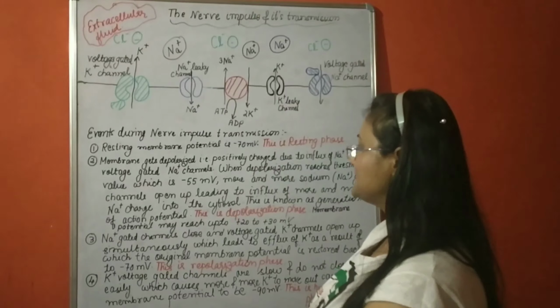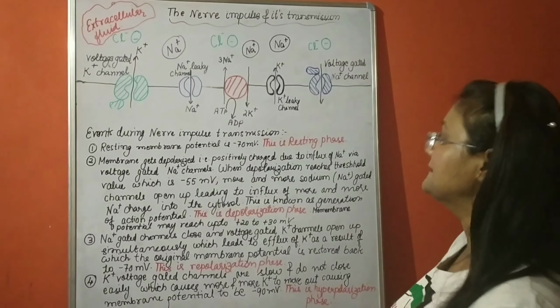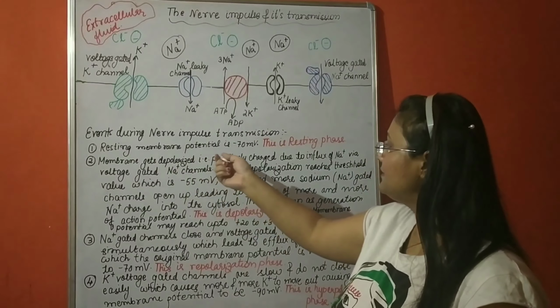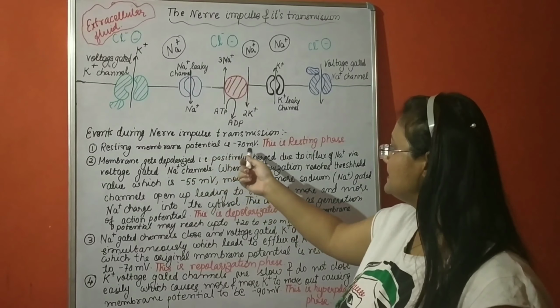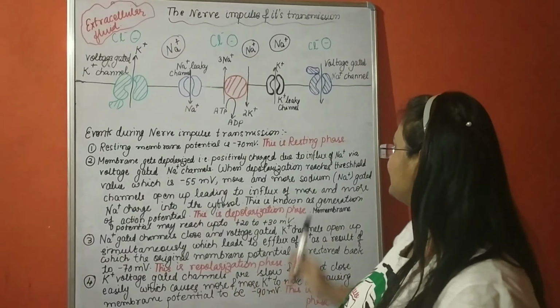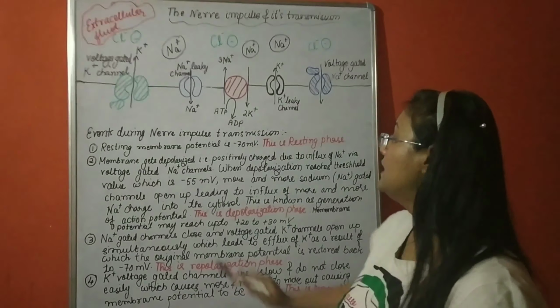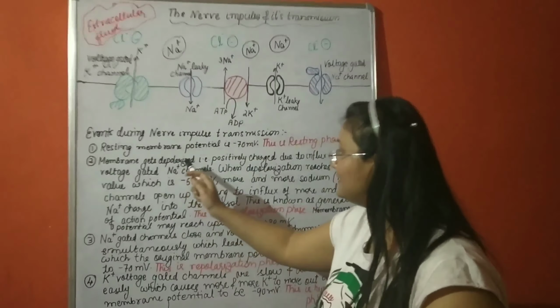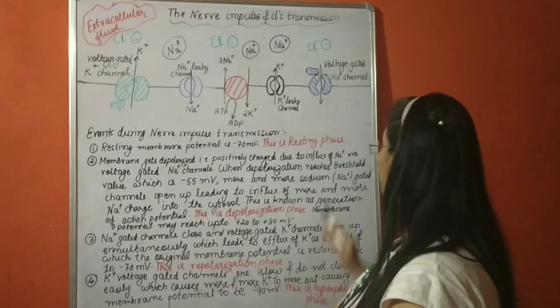Now let us understand the events of nerve impulse transmission in detail. So the resting membrane potential, when there is no stimulus, is minus 70 millivolts. As already said, this is the resting phase. Now, when a stimulus arrives, the membrane gets depolarized, that is, it becomes positively charged.